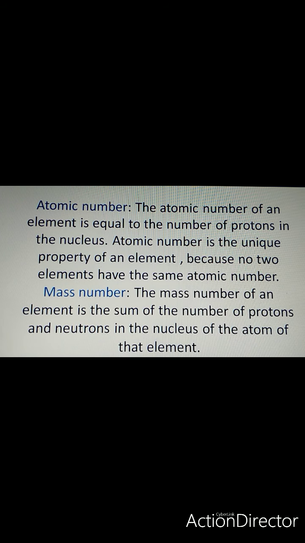Then atomic number. First we will see atomic number and mass number, then I will tell you some important things about this chapter. The atomic number of an element is equal to the number of protons in the nucleus. Atomic number is a unique property of an element because no two elements have the same atomic number. Then mass number. The mass number of an element is the sum of the number of protons and neutrons together in the nucleus of the atom of that element. That's the mass number.